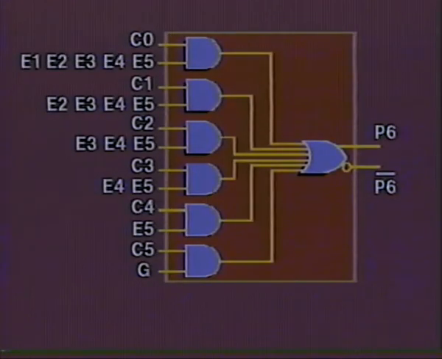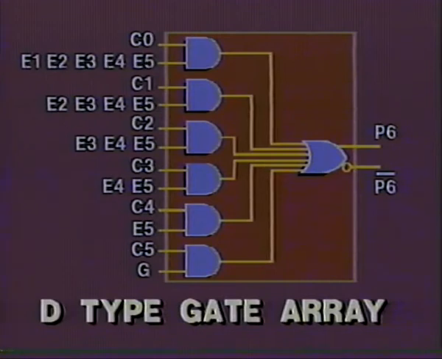Here is the logic schematic for a D-type chip. The D-type gate array is called a propagate carry generate.